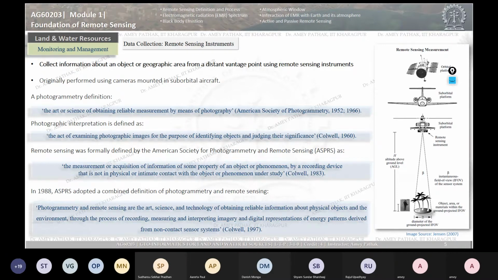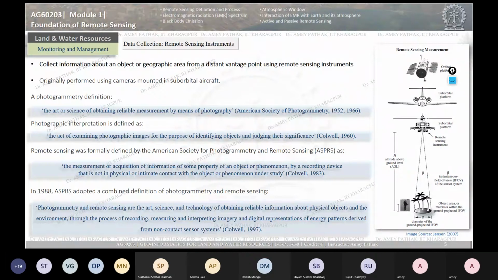That definition was further refined in 1988 by ASPRS itself, and they combined photogrammetry and remote sensing and proposed that photogrammetry and remote sensing are the art, science, and technology of obtaining reliable information about physical objects and the environment through the process of recording, measuring, and interpreting imagery and digital representations of energy patterns derived from non-contact sensor systems.